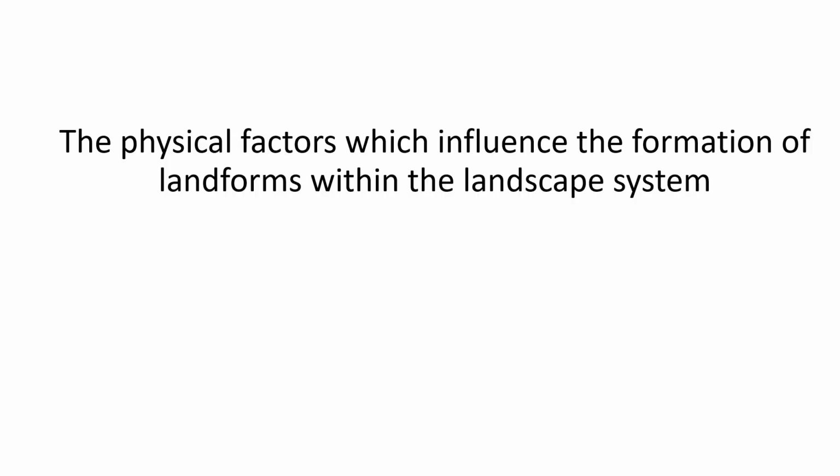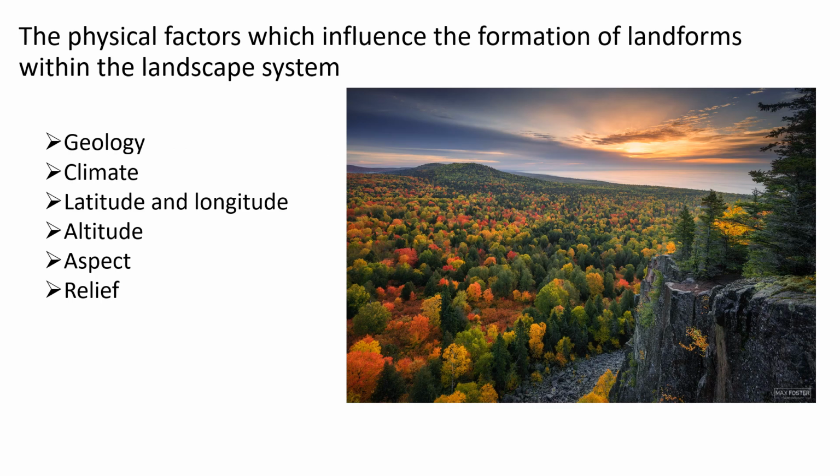So we're going to start with the physical factors which influence the formation of the landforms within this glaciated landscape system. There are 6 key factors that we're going to consider: the geology, the climate, the latitude, longitude, the altitude, aspect and relief of this area.